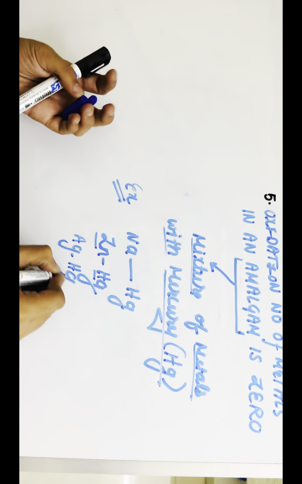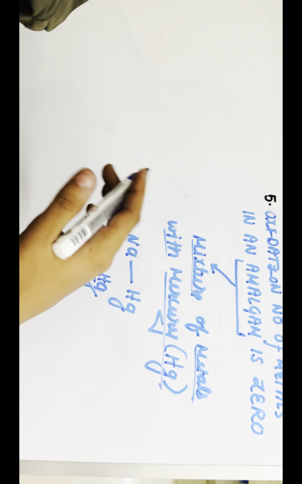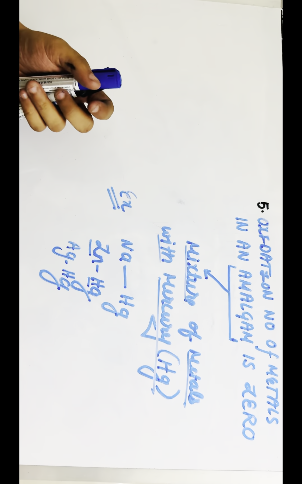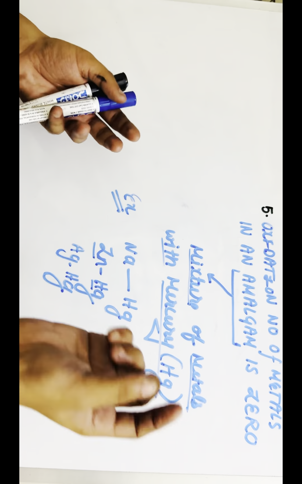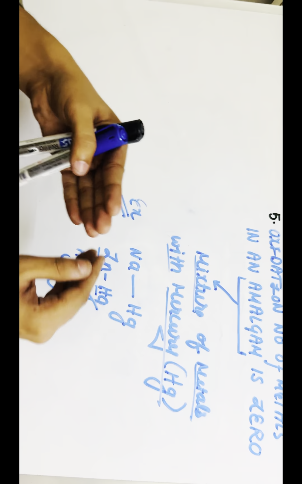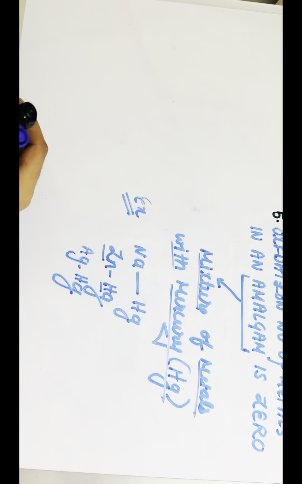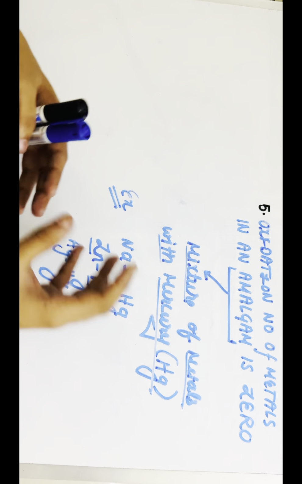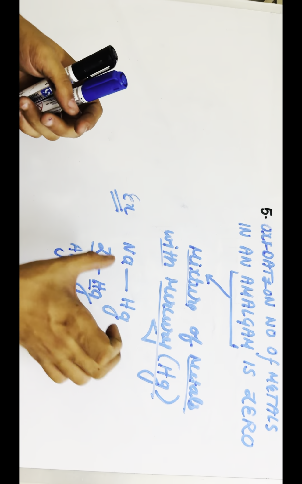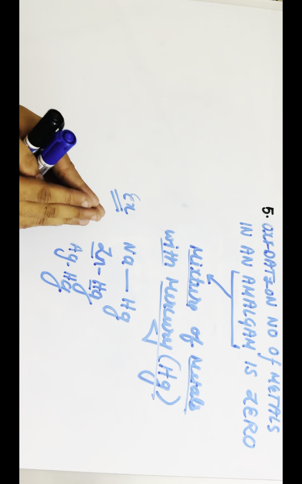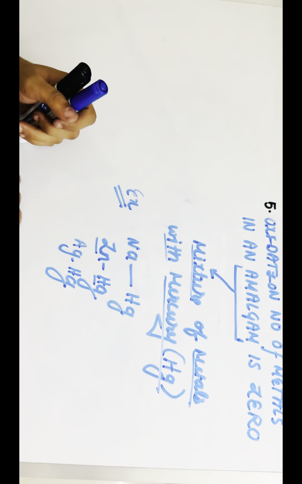AgHg, 0. So what type of question can the examiner ask you from here? The first question is giving the statement, what is the oxidation number of metals when in an amalgam, so 0. Or they can give you this type of compound and ask you the oxidation number of the metal. Okay, it will be 0 always.